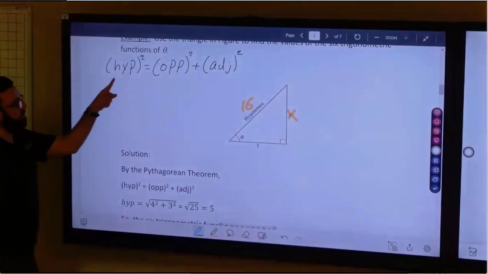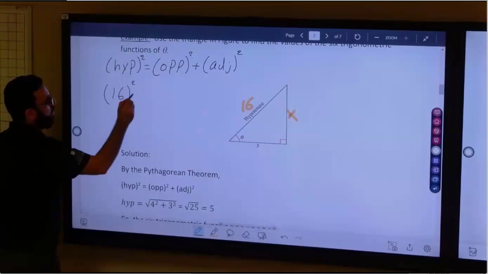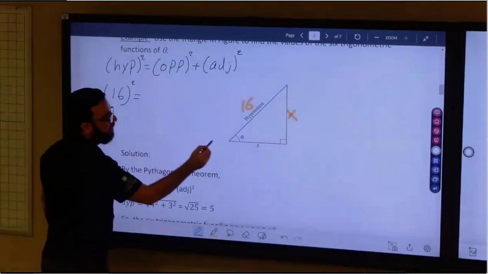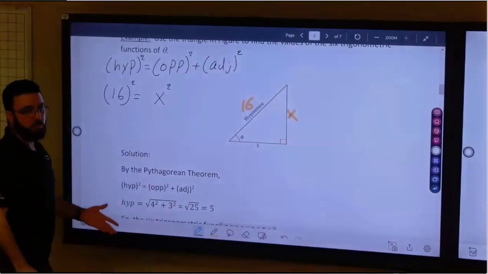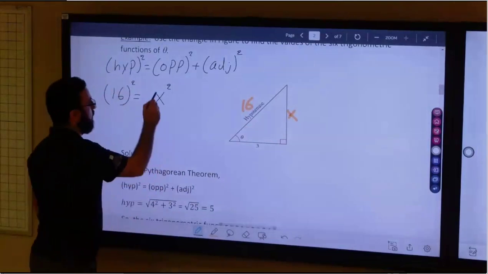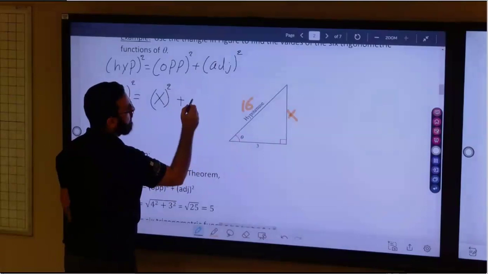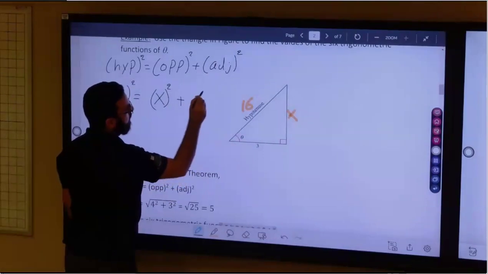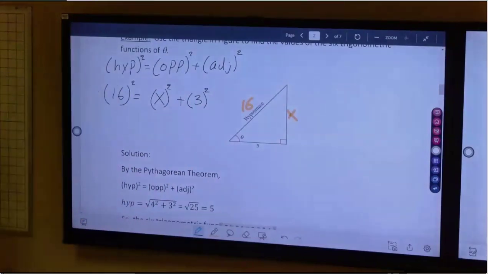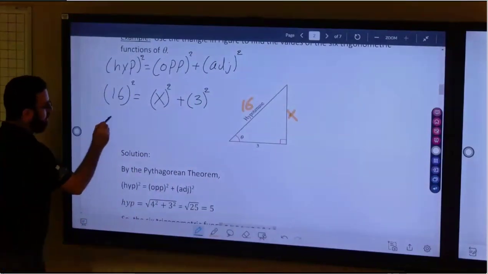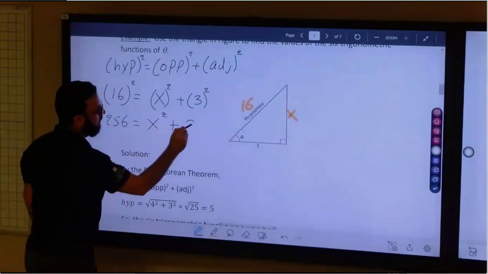Now I have this side, the hypotenuse, which is 16, equal to the opposite side, which is X squared. X squared, you can put it in parentheses or keep it like this, plus the adjacent side, which is 3 squared. 16 squared, how much is it going to be? 256. 256 equals X squared plus 9.